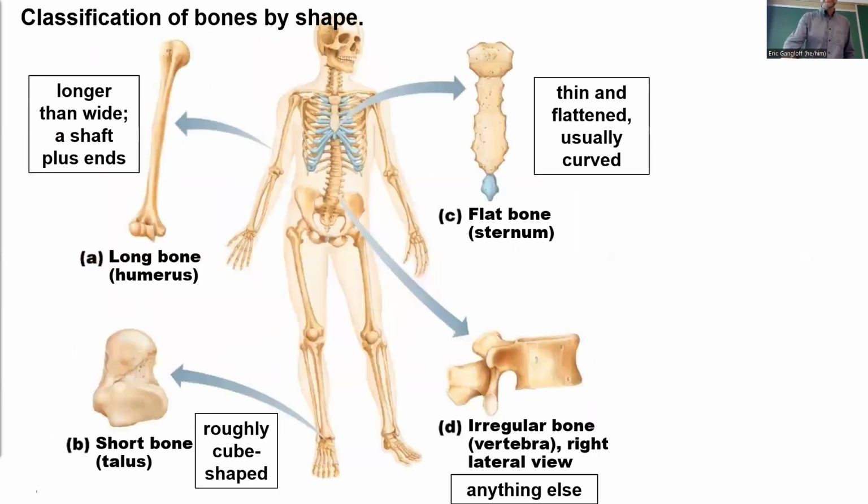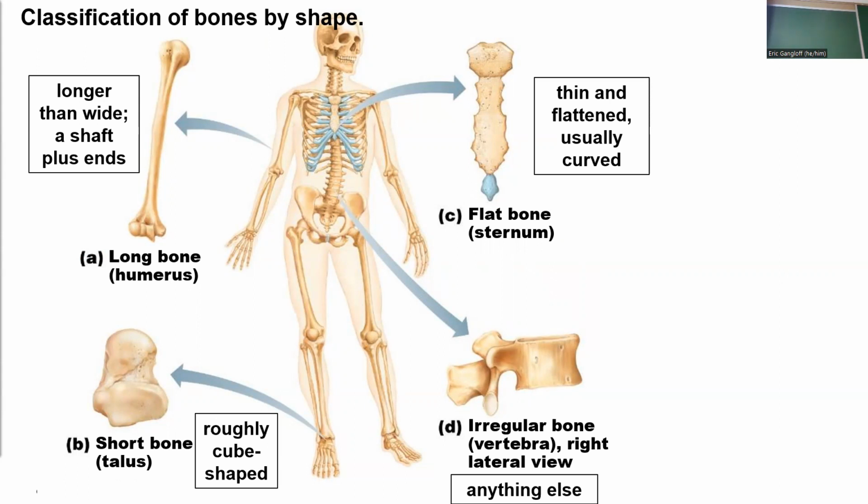All right, so let's talk about how we classify bones on a gross anatomical scale. We have 4 kinds of bones that are classified simply by their shape. First, we have what's called long bones. These are bones that have a long shaft, and they're longer than they are wide. So this is something like the humerus, the ulna and the radius in your arms, your femur, tibia, fibula, all of those bones, pretty obviously.